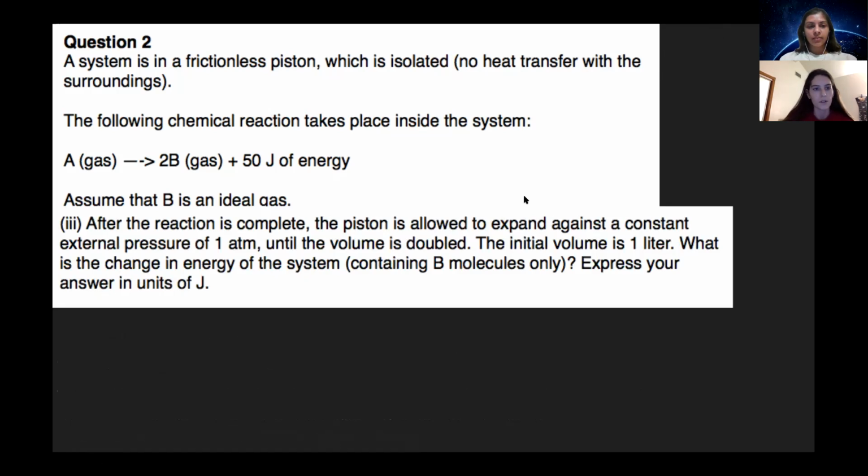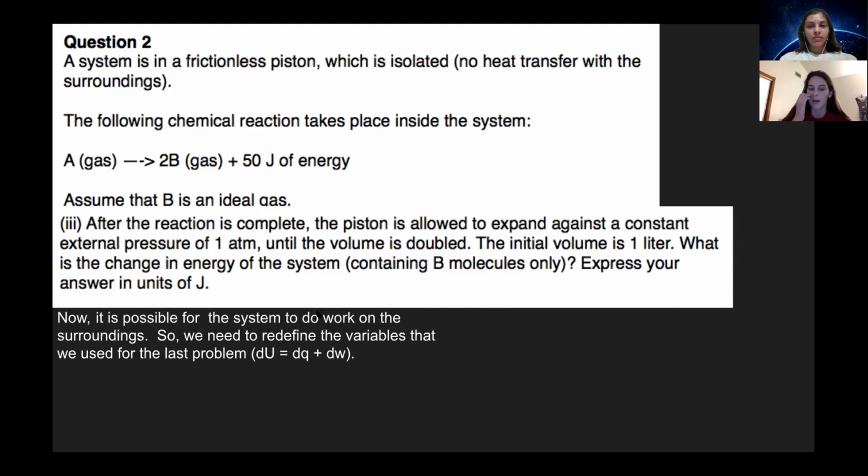Then for question 3, it says, after the reaction is complete, the piston is allowed to expand against a constant external pressure of 1 atm until the volume is doubled. The initial volume is 1 liter. What is the change in energy of the system containing B molecules only? That's why it's important to remember that B is an ideal gas. For questions like these, we can use ideal gas laws. And then remember to put your answer in joules. So now we know that the system is doing work on the surroundings.